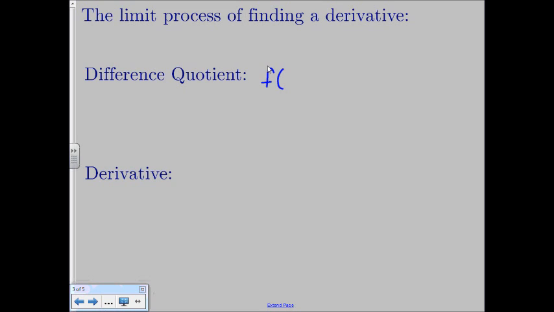It's f of x plus delta x minus f of x, all over delta x. What delta x stands for is a small change in x. When we talk about delta x, it could be something like 0.1, 0.01, 0.00001, a very small change in x. So the difference quotient is really just some function where you evaluate x plus some small change in x, you subtract out the original function and divide by the change in x.